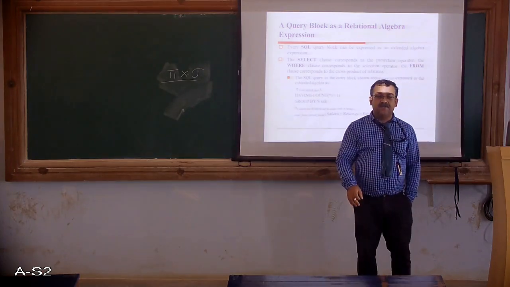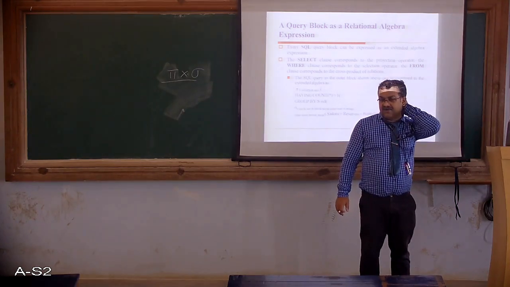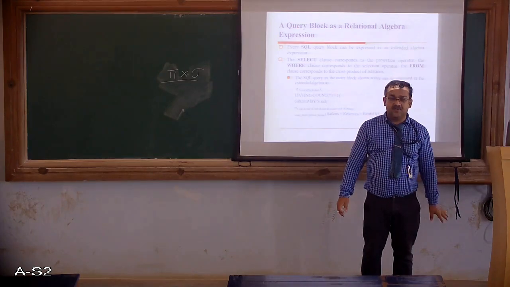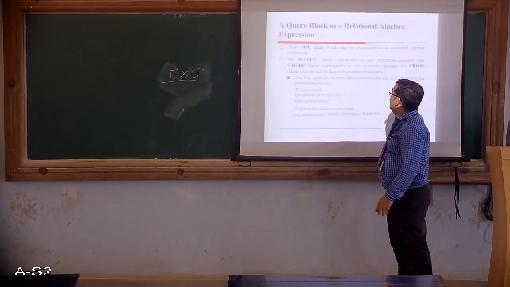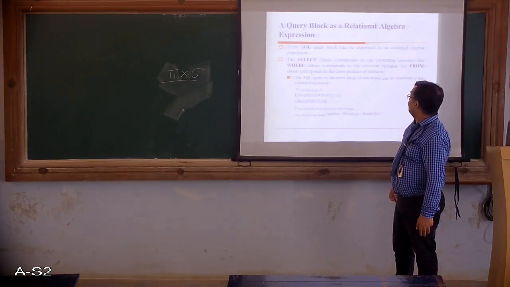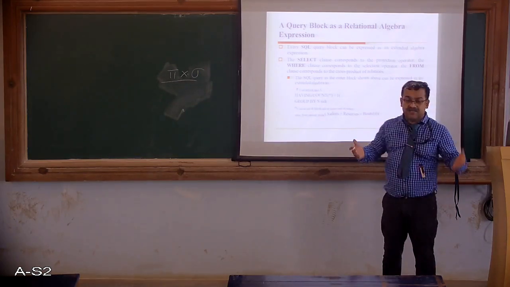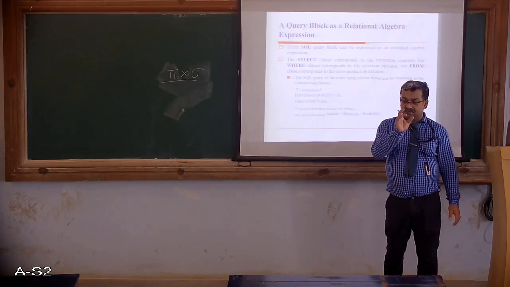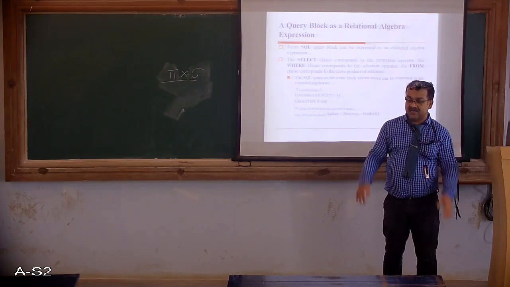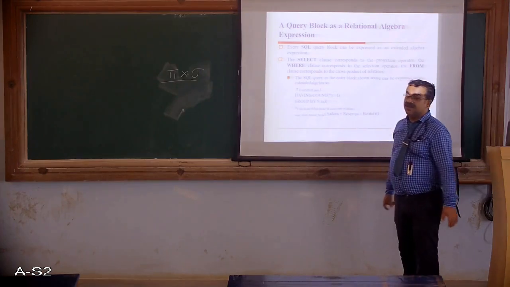If you have multiple relation names established in the from clause, it means the joining operation, you are joining the relations. If you have only a single relation, then obviously there is no question of joining. So from is basically the joining, right? From one table means there is no question of joining. From multiple tables means you need to have the joining based on the condition that you refer to in the where clause.